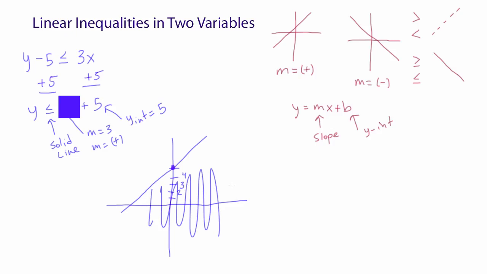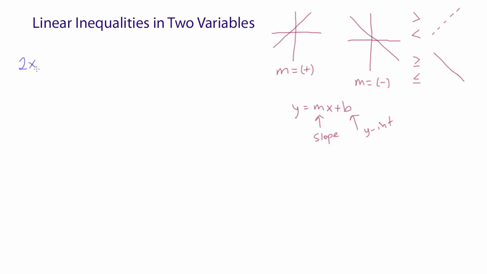All right, let's try the next problem. We got 2x plus y is greater than negative 2. All right, so first let's put it in mx plus b form. So let's subtract 2x on both sides. We get y is greater than negative 2x minus 2.